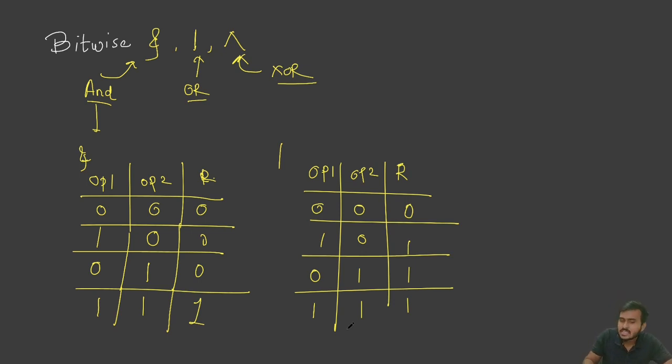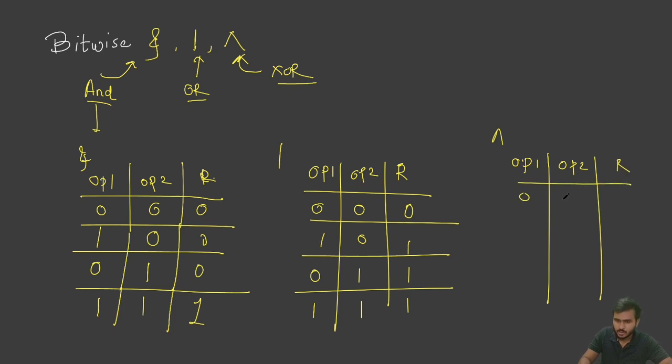Let's quickly see the truth table for the last operator that we have in the bitwise category, that is the bitwise XOR operator. So we have operand 1, operand 2, and then we have the result. Let's quickly write operand 1 and operand 2. So 0, 0, then we can have 1, 0. Actually it's the same, I'm just repeating it for your understanding. Then we can have 0, 1, and finally we can have 1, 1.